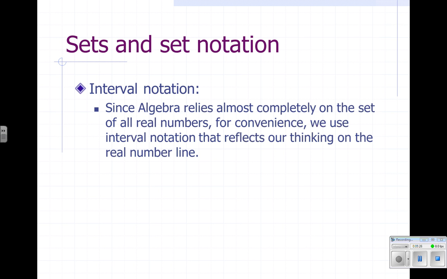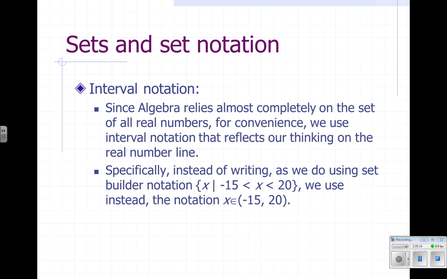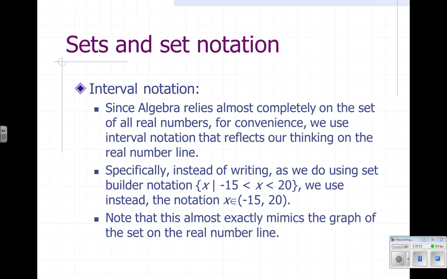Now, algebra relies almost completely on the set of all real numbers, and so for convenience, we're going to use an interval notation that reflects our thinking on the real number line. So specifically, instead of writing, as we do in set builder notation, the set of all x such that x is between negative 15 and 20, not including the endpoints, we can instead use the notation with an open bracket, negative 15 at one endpoint, comma, 20 at the other endpoint.